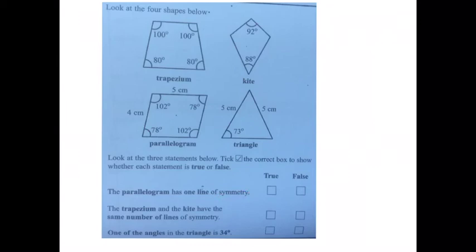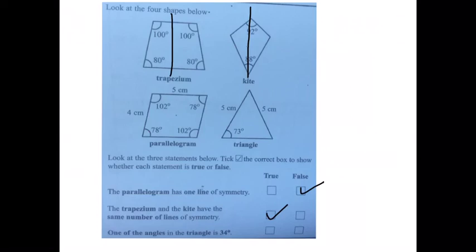Well, the first statement is false because a parallelogram has no lines of symmetry. Second statement. The trapezium and the kite have the same number of lines of symmetry. Well, a kite has 1 line of symmetry running right through the centre of it, and a trapezium also has 1 line of symmetry that runs through the centre. And the final statement, one of the angles in the triangle is 34 degrees.